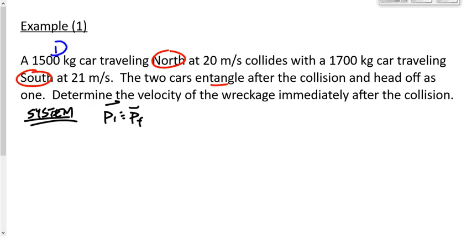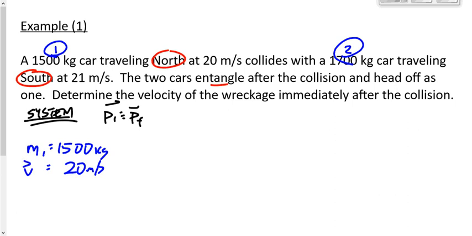I'm going to say the 1,500 kilogram car is car number 1, and the 1,700 is car number 2. M1 is 1,500 kilograms. Something's 20 meters per second. What is that? It's a velocity. Is that V1 or V2? V1. Good. It's car number 1. Is that initial or final? Before or after? Initial. That's V1i.